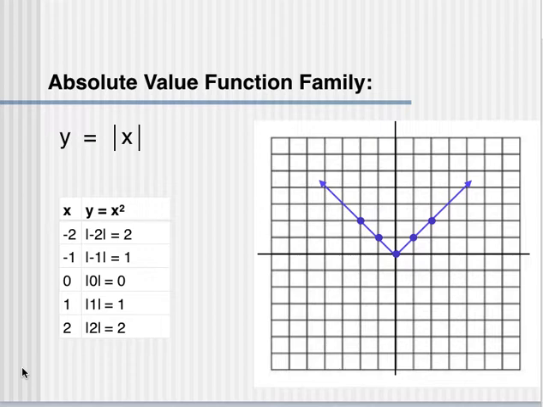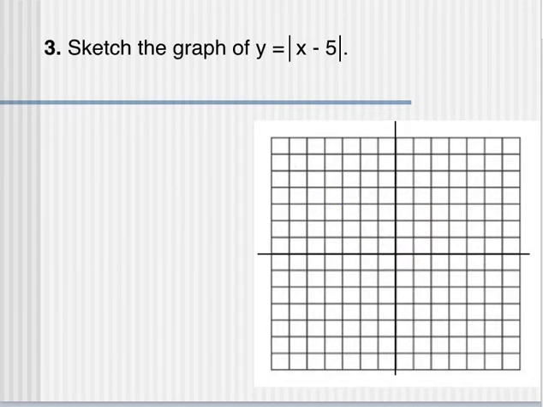So knowing that the parent function looks like a V that starts at the origin is going to help you graph problems like number 3. You know the parent function starts at the origin and makes a V shape. That negative 5 inside the absolute value, inside those grouping symbols, will shift everything 5 right. And that is your final graph.